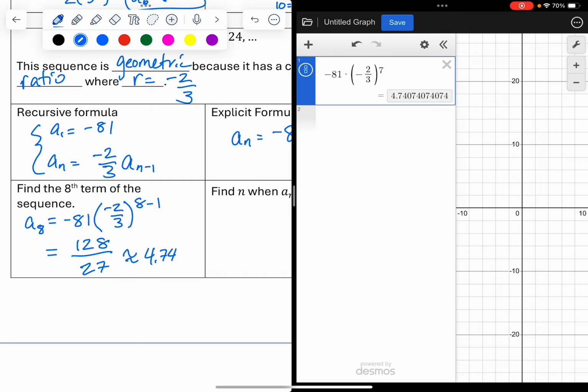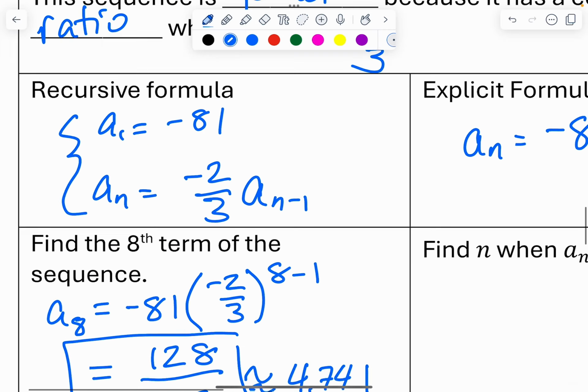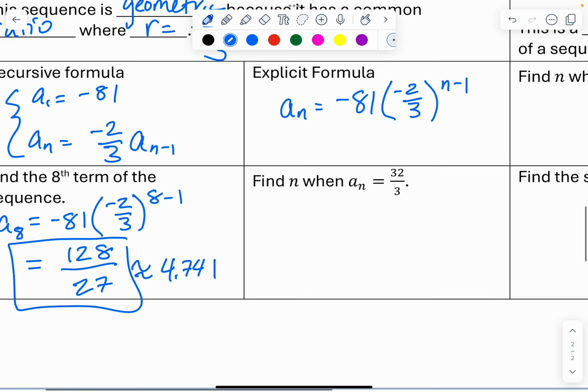4.74, well, 1. There we go. But I prefer this. I like that number better. Okay, now let's see what to find. Now they've given us a value.